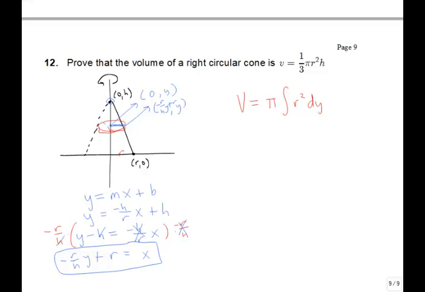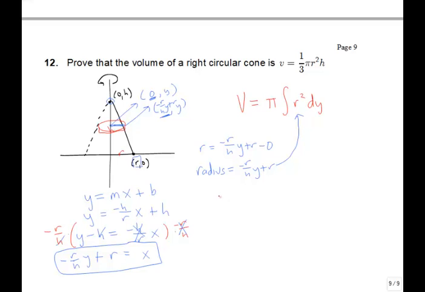So the radius of this disk, I'm calling it r, but it's not the same as this r right here. It's kind of confusing, but the radius of my cross section in general is this x value minus this x value, the rightmost point minus the leftmost point. So it's going to be negative r over h times y plus r minus 0. So the radius that I'm going to be using, I'll just write it as radius so we don't get it confused with this little r that I'm using, is negative r over h y plus r. And that's what I'm going to put right there.